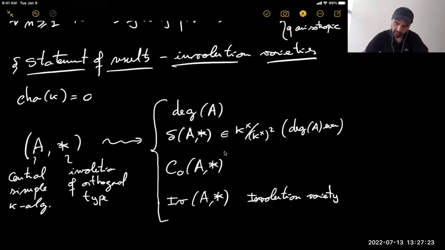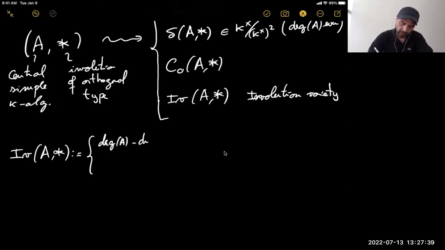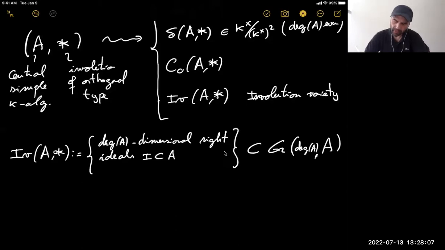Let me say some words about this variety. So concretely, you can think of it as follows: you can look at right ideals I inside of A, which are of dimension the degree of A. And so if you stop here, you have this definition inside of the Grassmannian of A, and you take things of degree A. So if you stop here, you just have the classical Severi-Brauer variety, but then you impose this extra condition that when you take the involution of I, you get 0. So you get this closed subvariety inside of the Grassmannian.